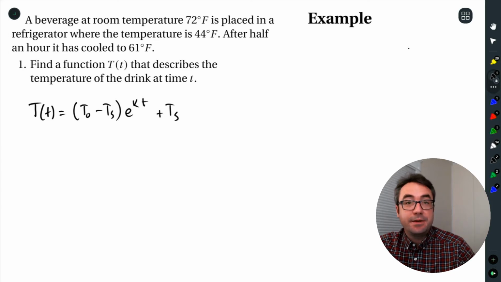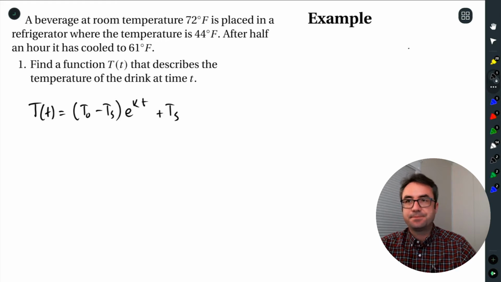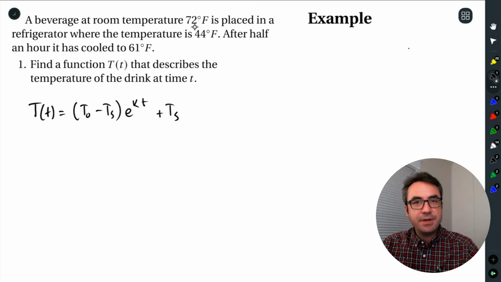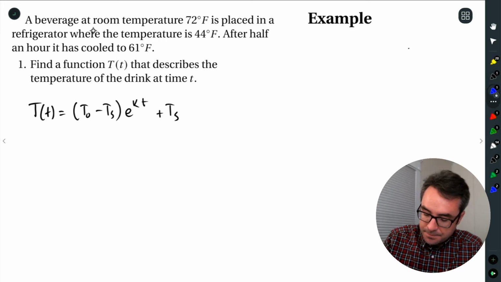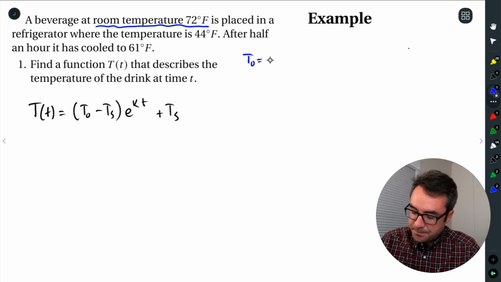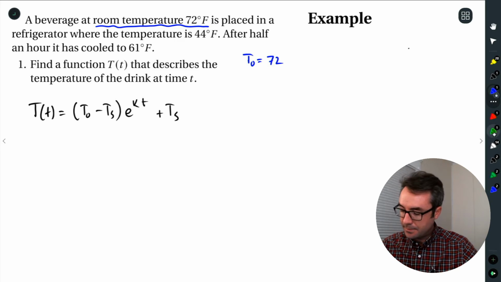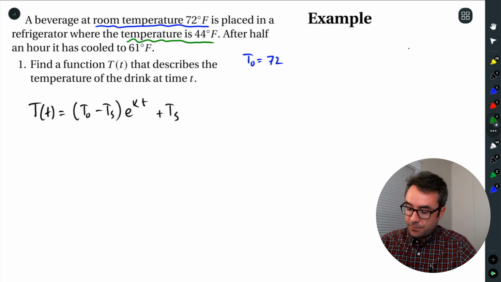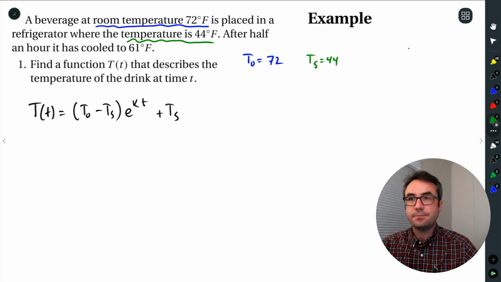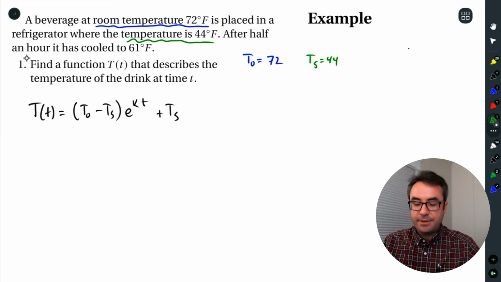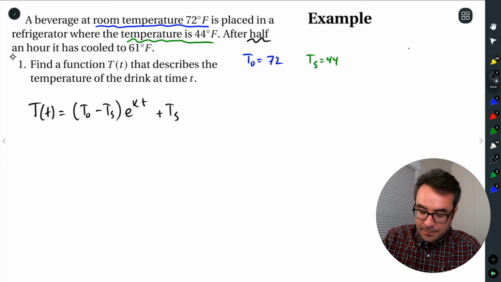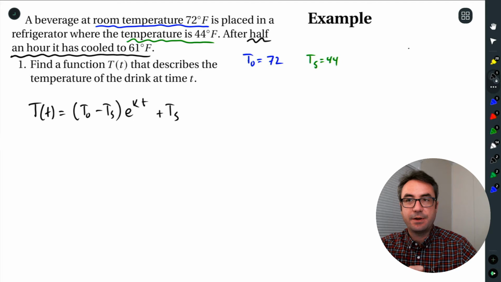Let's think about what information we're given and what we need to find to answer this question. A beverage starts off at room temperature, so this 72 degrees Fahrenheit is the starting temperature of our object. Our starting temperature is 72. We're placing it into a refrigerator with a constant temperature of 44, so 44 is our surrounding temperature. Then we're given additional information that after half an hour, the temperature has cooled to 61 degrees Fahrenheit.